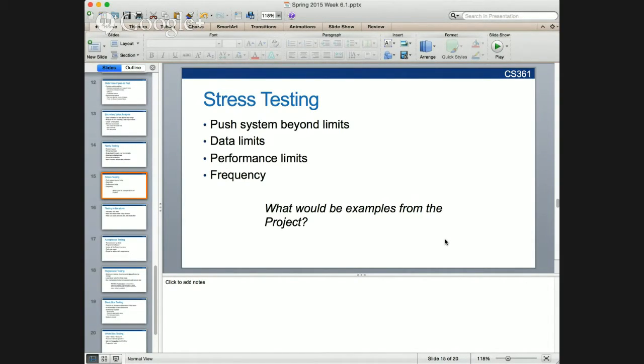For example, how fast can I push data at it? You know, for example, if data is coming in over a channel on a website, how many packets can I receive before I get an error that says, oh, I've exceeded my resource limits. So data limits, performance limits, frequencies, timeouts.